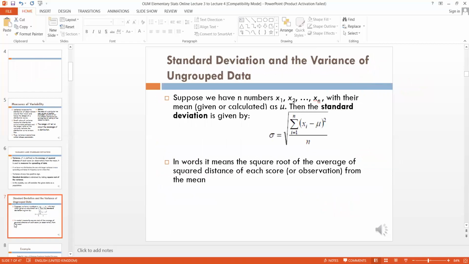So in summary, to obtain the standard deviation, you find the square root of the variance, and the formula for that is indicated here as the square root of the summation of xi minus mu all squared over n. I'm sure you've taken note of the formula. Now let's proceed.